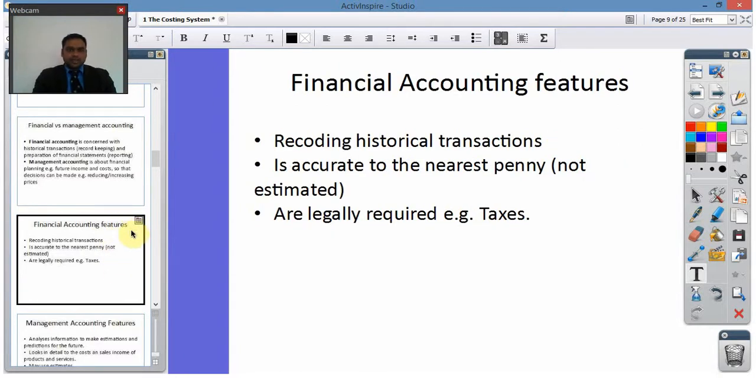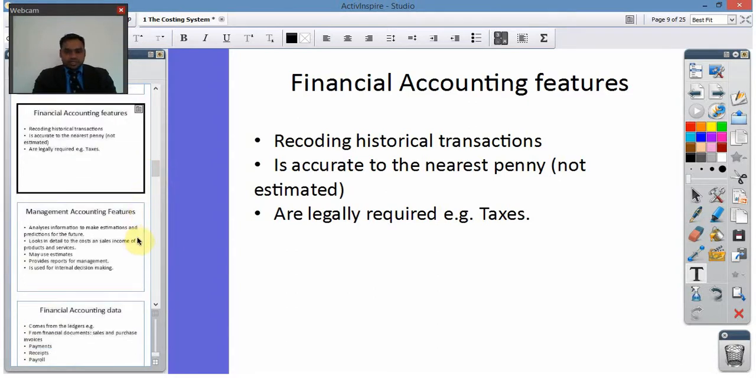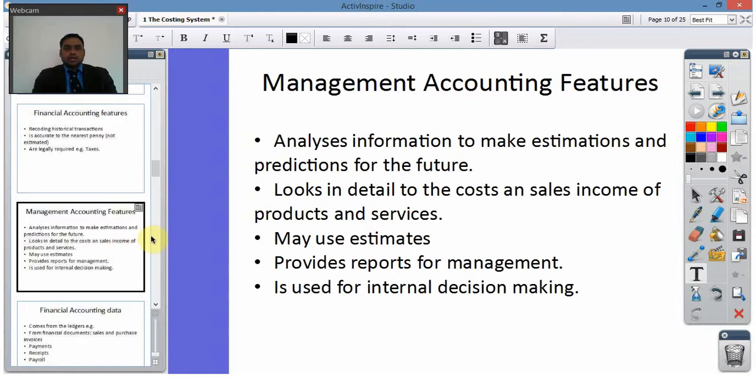So financial accounting features. Financial accounting, as we had said again, is recording historical transactions. It's accurate to the nearest penny. Obviously, if you're producing information for taxes, then it should be very accurate, because the taxman will chase you if it's not.